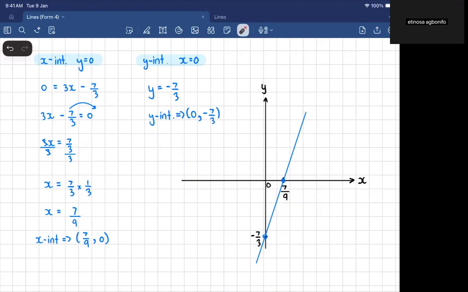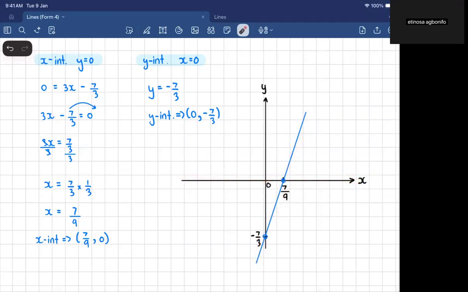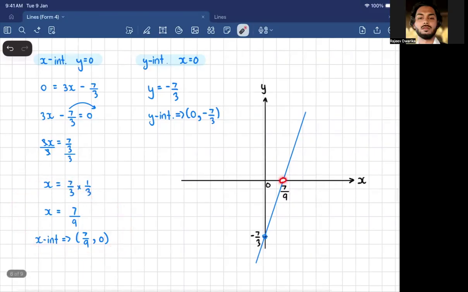So again, this is the line here, and this is the x-axis. Where are the two of them interacting? Like where are they cutting each other? Around 7/9. No, not around. At 7/9. We found it via calculation, so it's accurate, right? So the line would cut the x-axis at 7/9.